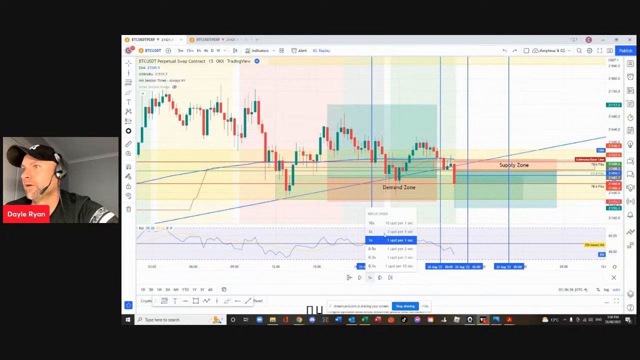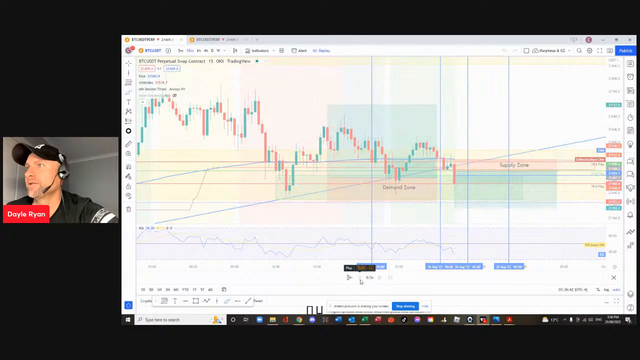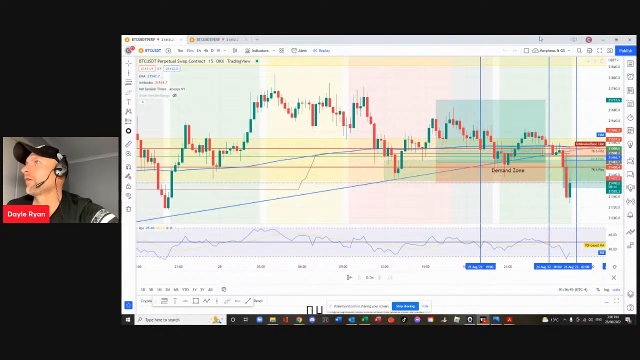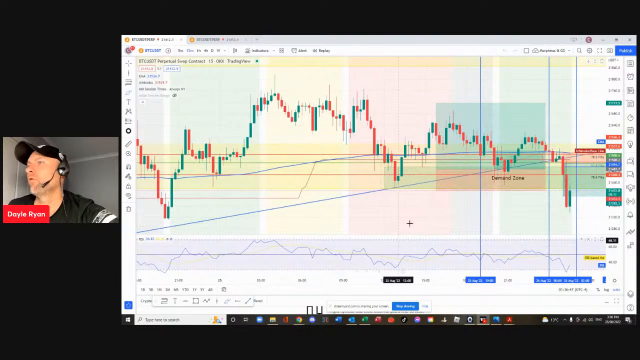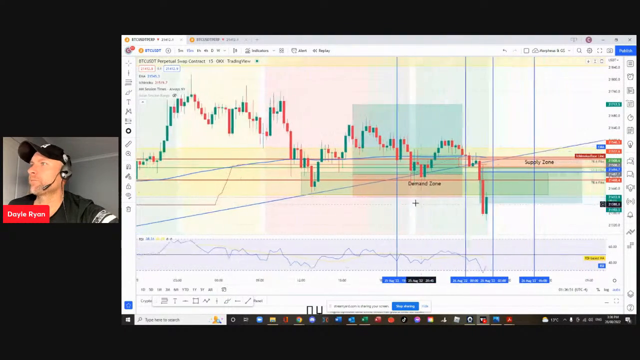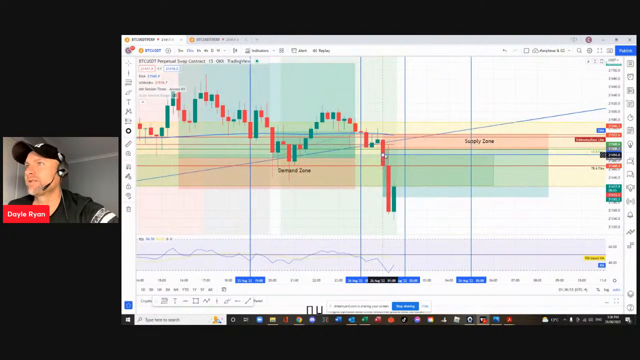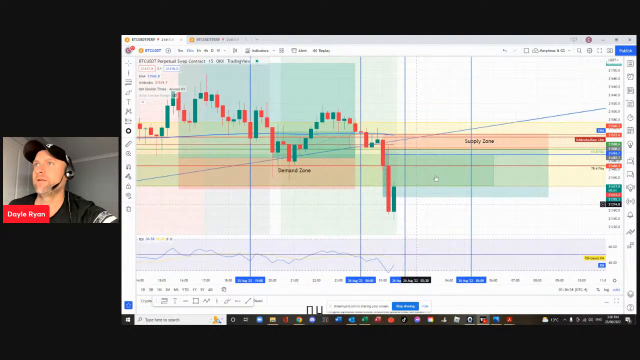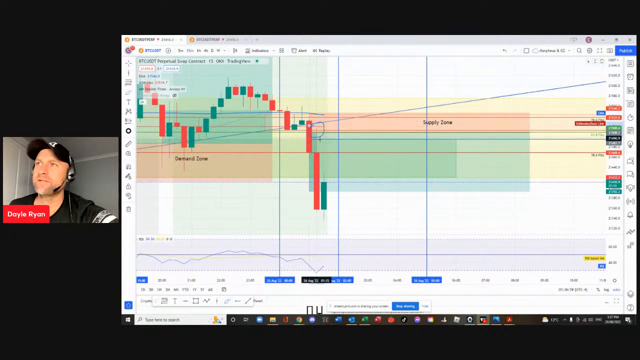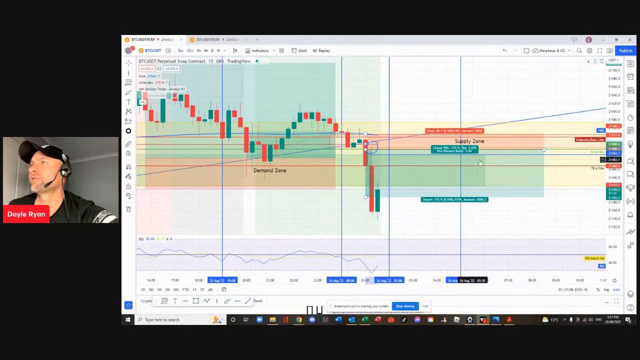So I might see if I can slow it down a little bit. Now, you can see here what price does. It's not playing ball for me. But you can see here with this wick, price came up and it tapped me in, just tapped me in, just there. So I've got that entry. And then within a matter of minutes, I've got my 3-to-1 risk to reward on that trade.